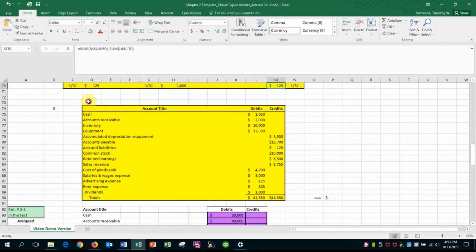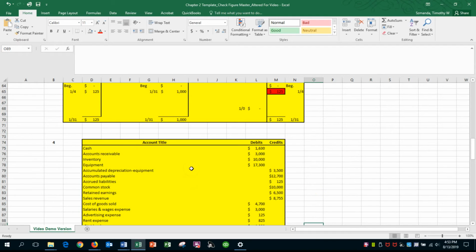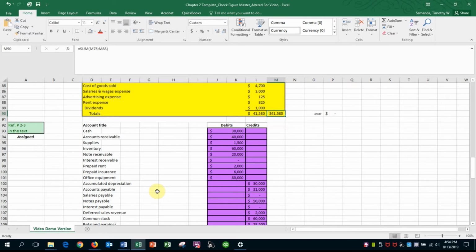And then finally, we're going to produce our adjusted trial balance. Since these are all yellow shaded cells, all the balances from the bottom of each of these T accounts will transfer and update your adjusted trial balance. And that's problem number 2.